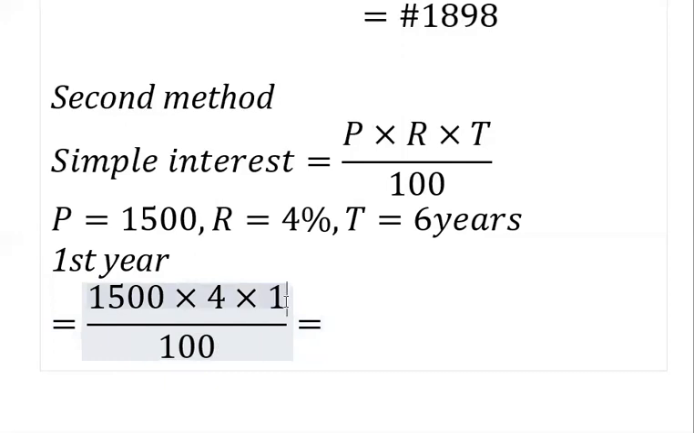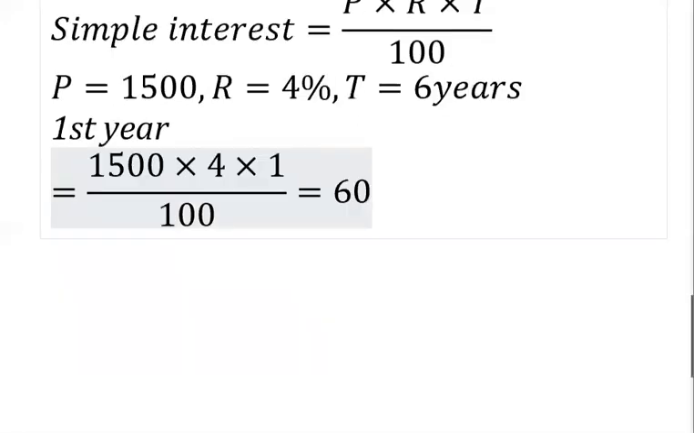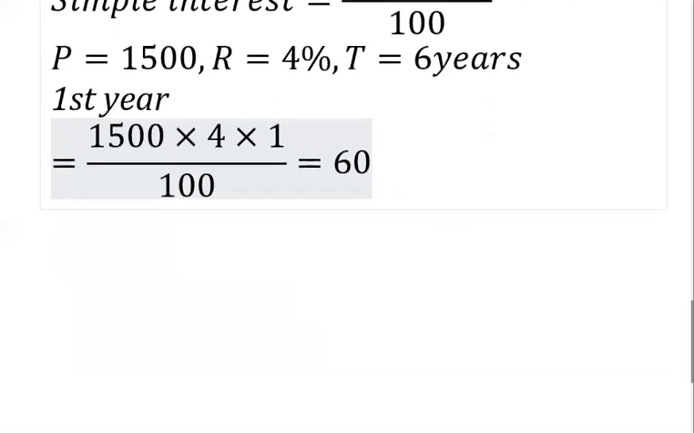So with this, if you bring out a calculator, 1,500 times 4 times 1 divided by 100, it's going to give you 60 naira. That means the first year, the interest accumulated is 60 naira because we are calculating, don't forget, on yearly basis. Because it is a compound interest for 6 years, for the first year, 60 naira is the interest accumulated. So we move straight to the second year.